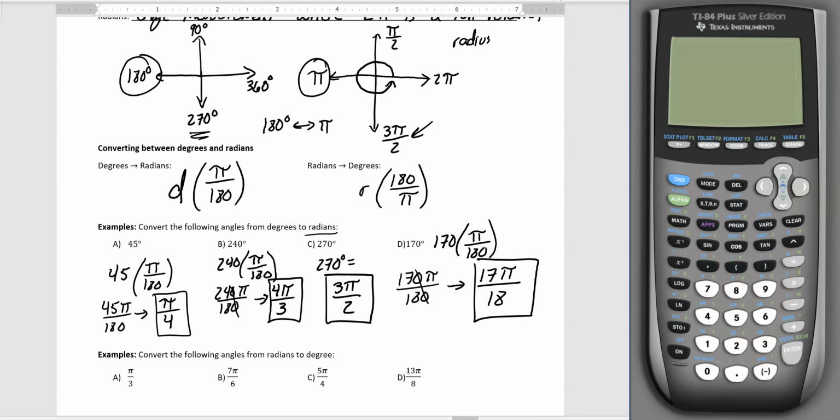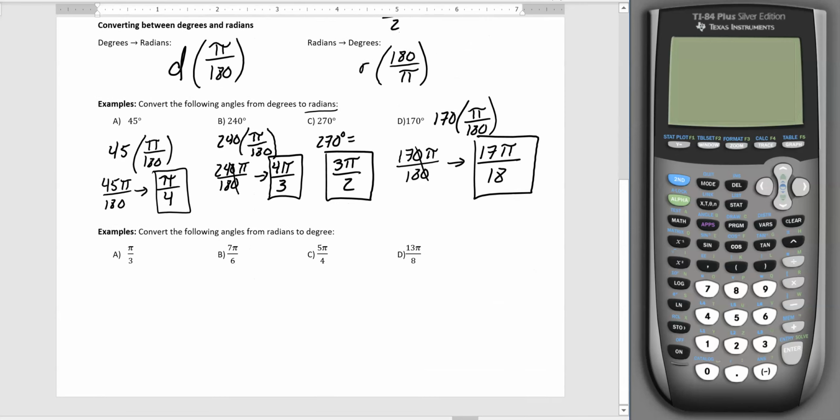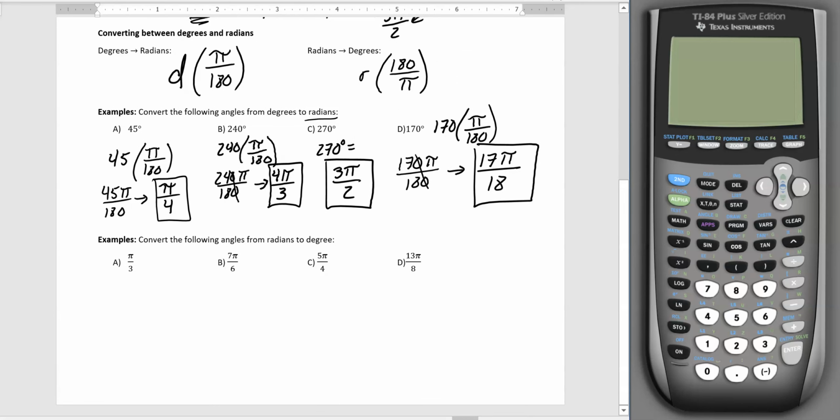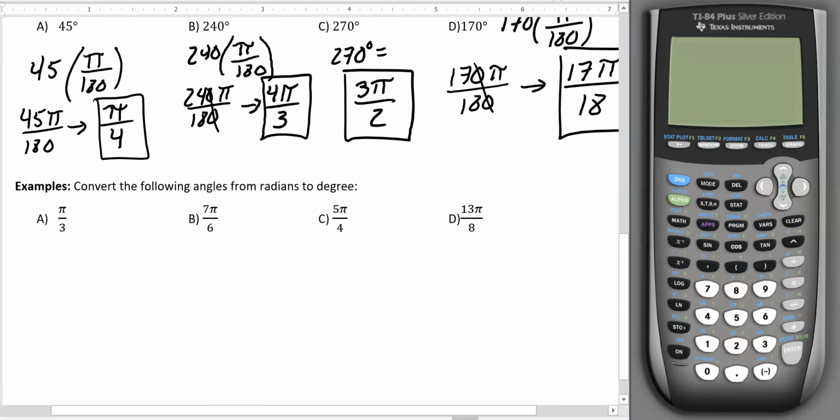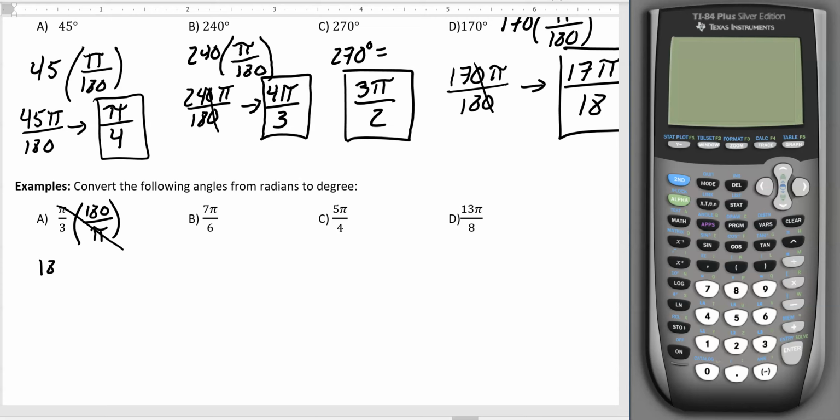Now let's go the other way. So this time, if I want to do pi over 3, I would multiply that by 180 over pi. So when I do that, the pi's would cancel out, and I'd end up with 180 divided by 3. Well, what's 180 divided by 3? 60. So that means pi over 3 is 60 degrees.